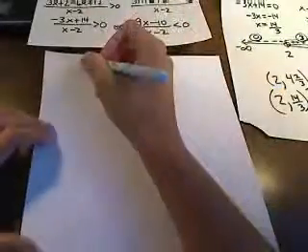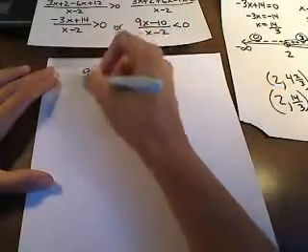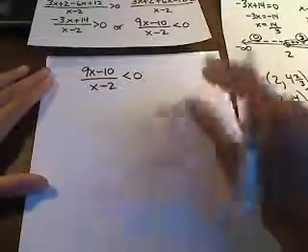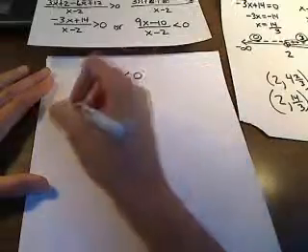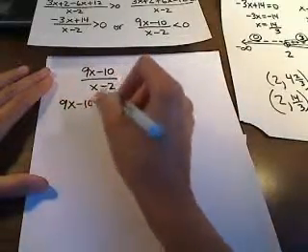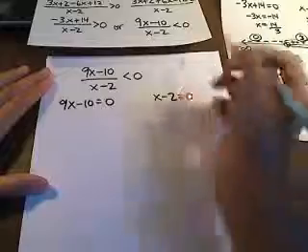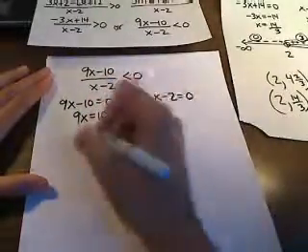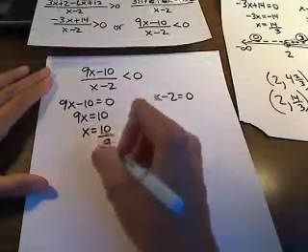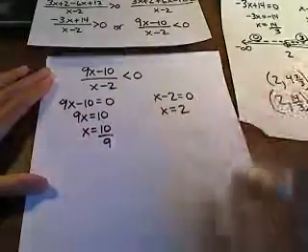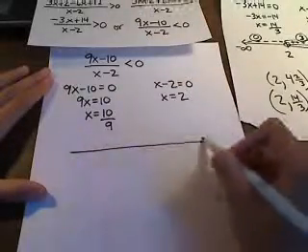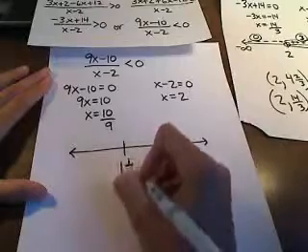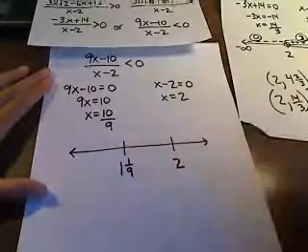Let's do this other piece here. This is 9x minus 10 over x minus 2 less than 0. And again, if I find the partition numbers here, I set both the numerator and denominator equal to 0. So here 9x equals 10, so x is 10/9. And then over here, x is equal to 2. Okay. So 10/9 is 1 1/9, so it's going to be to the left-hand side of 2.